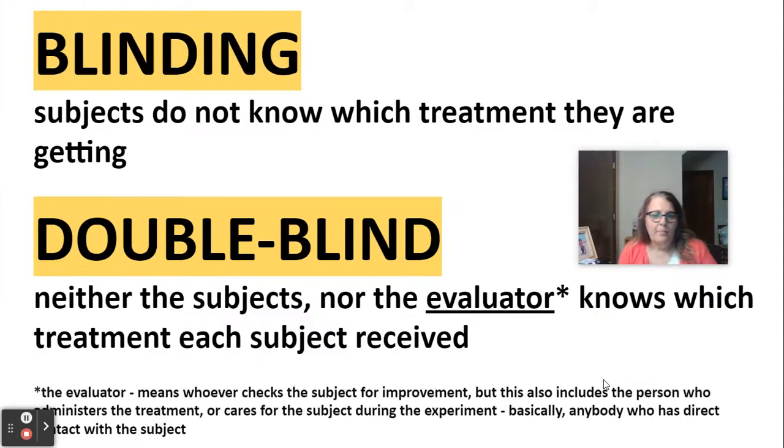Okay. But the evaluator, once again, could mean whoever checks the subject for improvement, but it also includes the person who administers the treatment or cares for the subject during the experiment, basically anyone that has direct contact with the subject. Now, you may say, well, if they're double blinded, how do they know who's getting what? There is somebody somewhere that knows who's getting what. It's just that those in direct contact with the subject don't know.